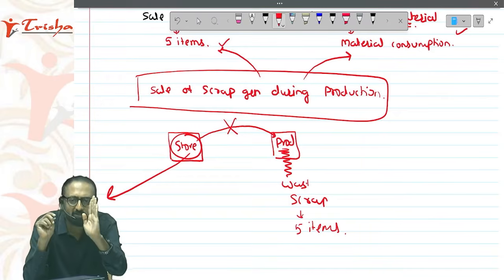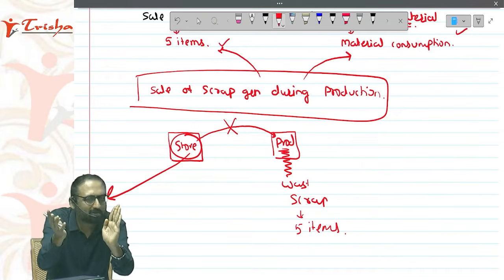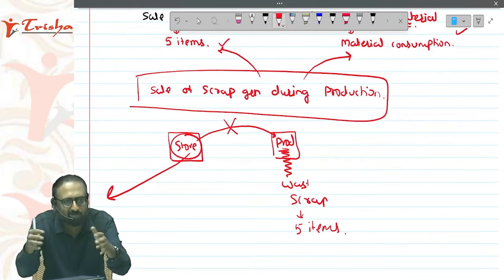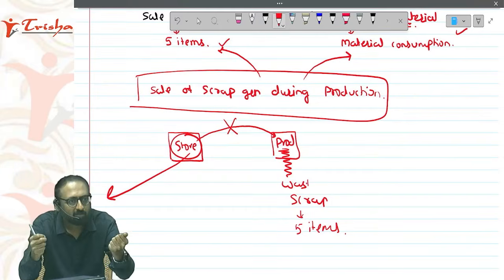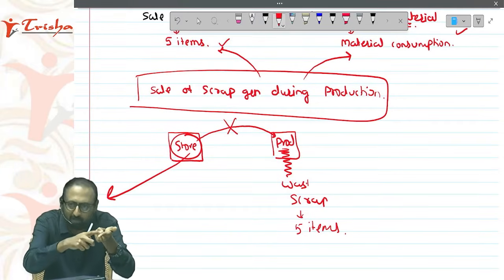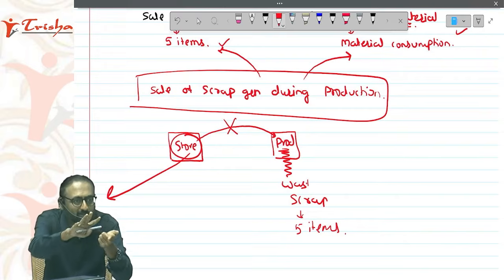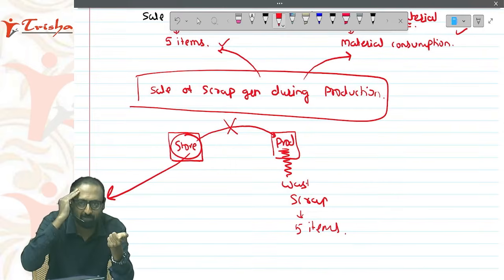You will have to remember. What is the thumb rule? Once you issue the raw material to the production, once production starts, then material is incurred, labor is incurred, and overhead is also incurred. Are you getting the concept, guys?